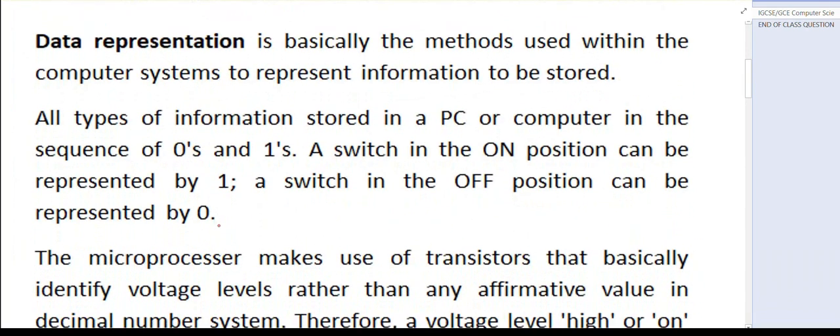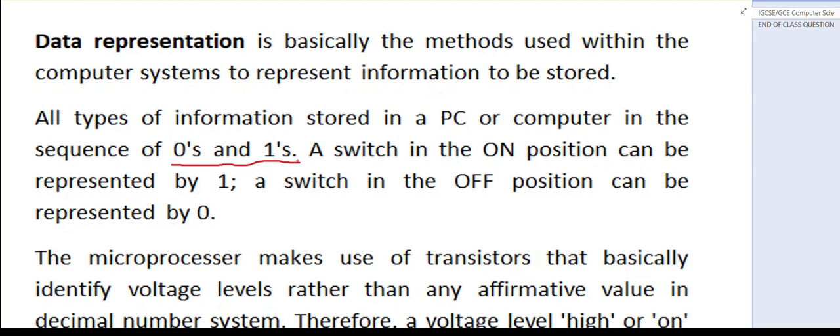First of all, what is data representation? Data representation is basically the methods used within computer systems to represent information to be stored. All types of information stored in a PC, a personal computer, are stored in sequences of zeros and ones. This is very important. The data is stored in zeros or ones.